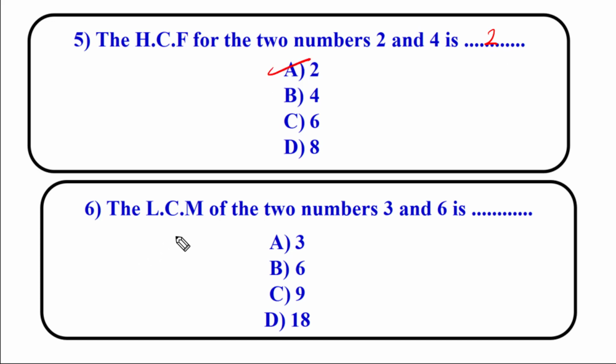Next, the LCM, lowest common multiple, of the two numbers 3 and 6 is what? Which number here is divisible by 3 and 6 and is the smallest one? 3, 6, 9, 18. Yes, it will be 6. So the LCM of 3 and 6 is 6.